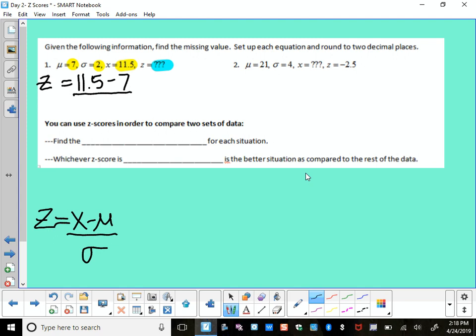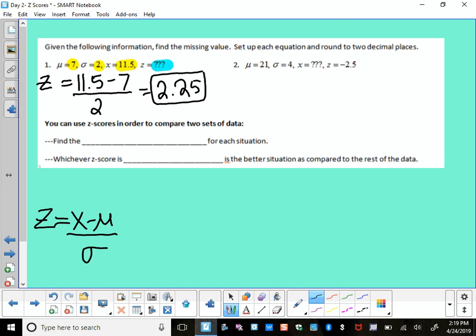2. So I want you guys to put this in your calculator. You're going to do 11.5 minus 7 divided by 2. What do you get? 2.25. So in your calculator area, do 11.5 minus 7, hit enter, and then divide by 2. You got it? All right.